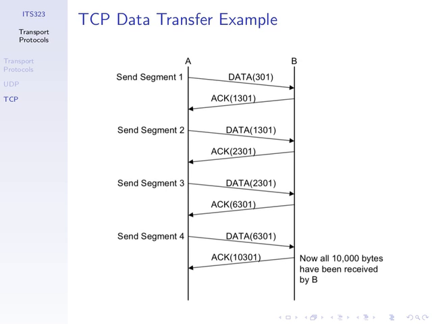So this ACK here we'd call a cumulative ACK. It acks two segments. It accumulates up the data it's received and acks all of the data received so far. It doesn't have to be for every two segments, it could be for a set of segments, more than two.